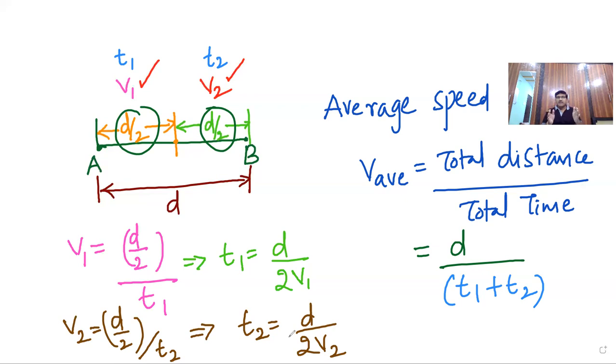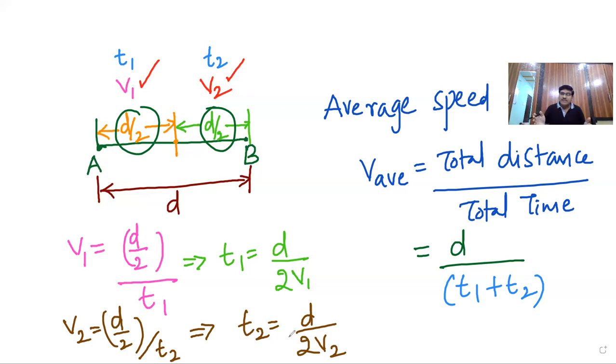So what have I done? Half the distance is at one speed V1, and the remaining half the distance is at another speed V2. Hence, different speeds are there. Though the distance is D by 2, different times will be there, T1 and T2. To calculate the time T1, I applied the speed formula, distance by time, to the first part: D by 2 divided by T1 is the speed V1. From there I got T1.